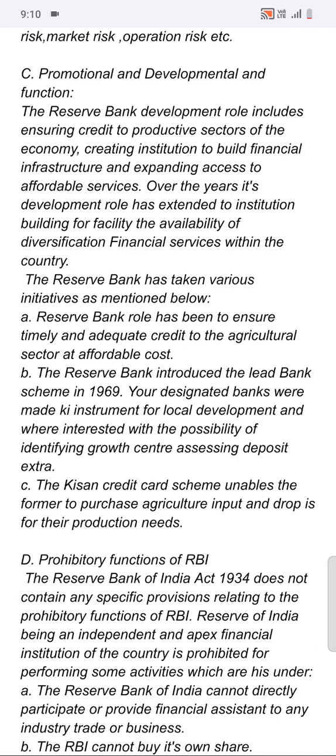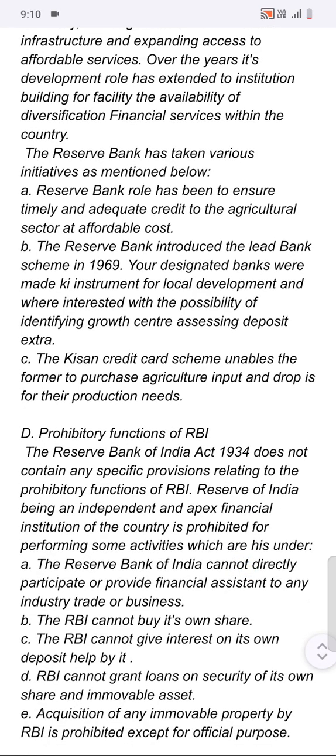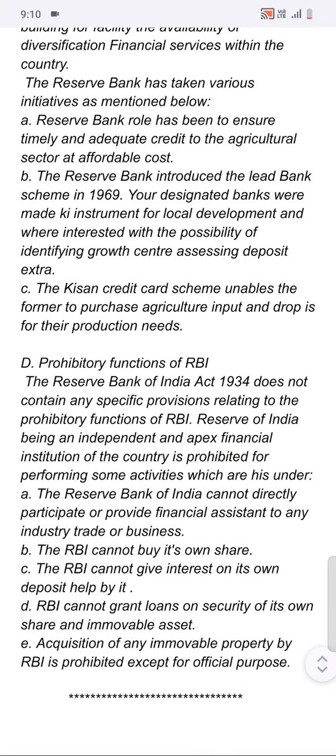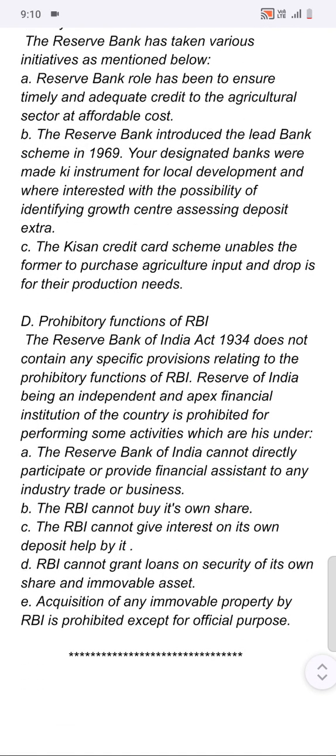So the Reserve Bank has taken so much initiative. They set up NABARD for the agricultural areas, they have provided the Kisan Credit Card scheme, and also they established the lead bank scheme in the year 1969, where designated banks were made instruments for local development and were entrusted with the responsibility of identifying growth centers. And the last one is prohibitory function of RBI.